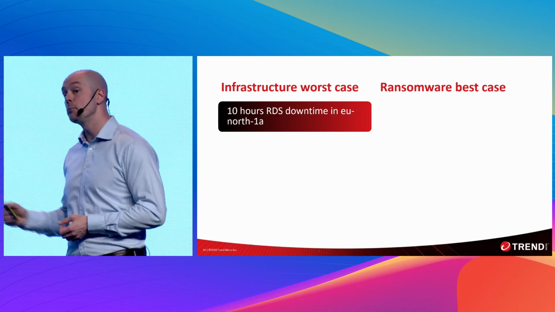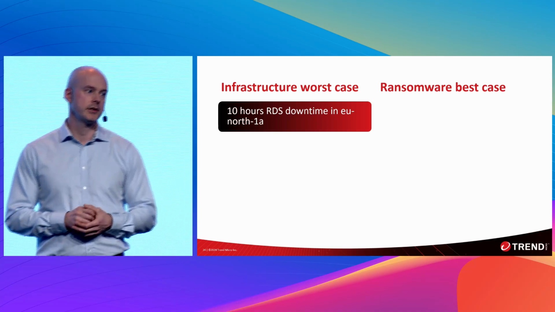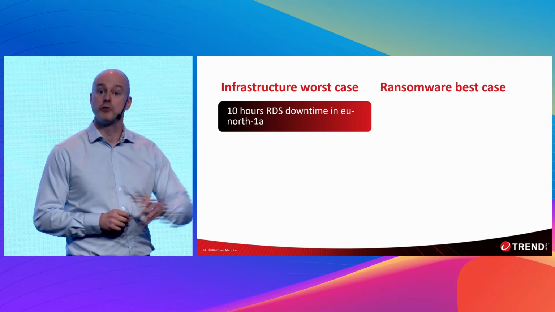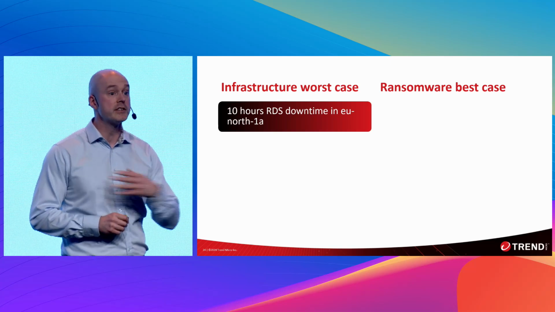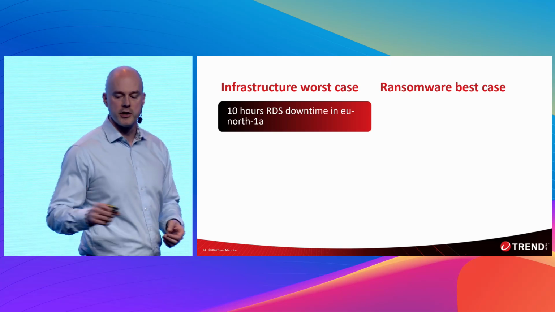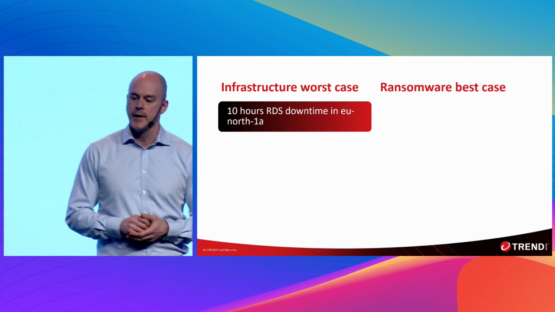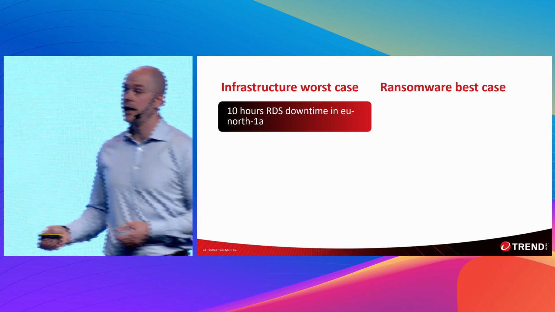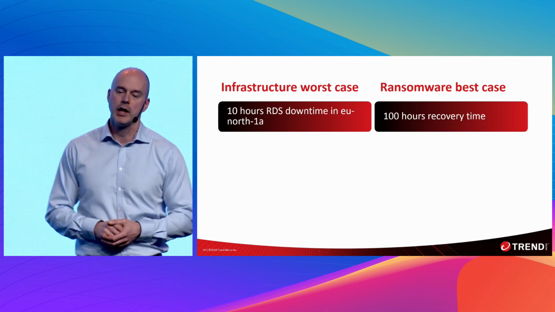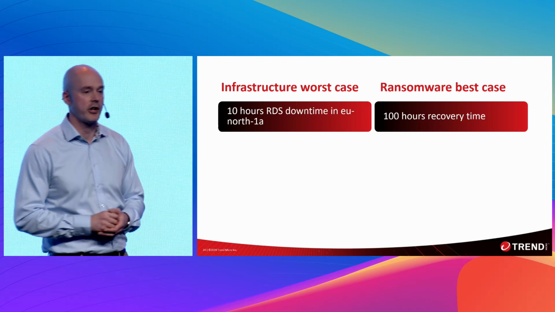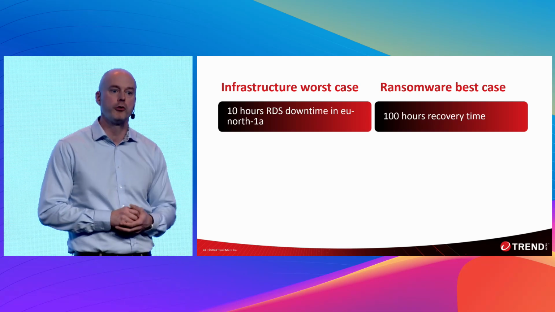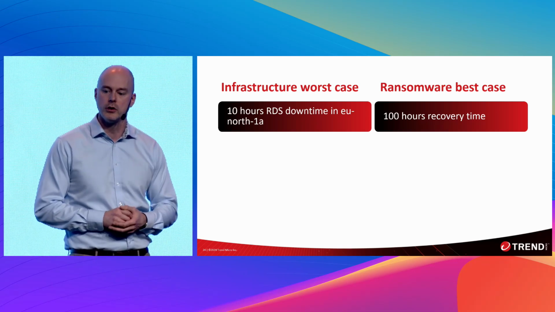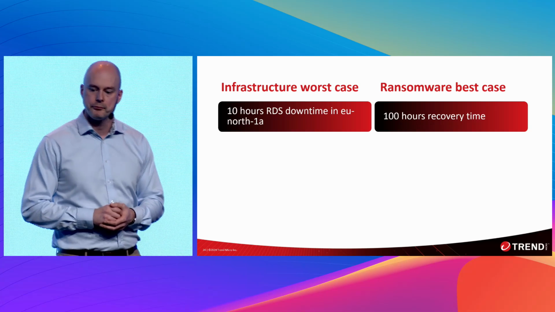It would be a really bad day for AWS if the RDS service was down for 10 hours. And this, for me, is the worst case scenario for this infrastructure resilience. And what would be the best case for ransomware? I would say 100 hours recovery time would be the best case. That's roughly 4 days. Then you have really good capabilities.